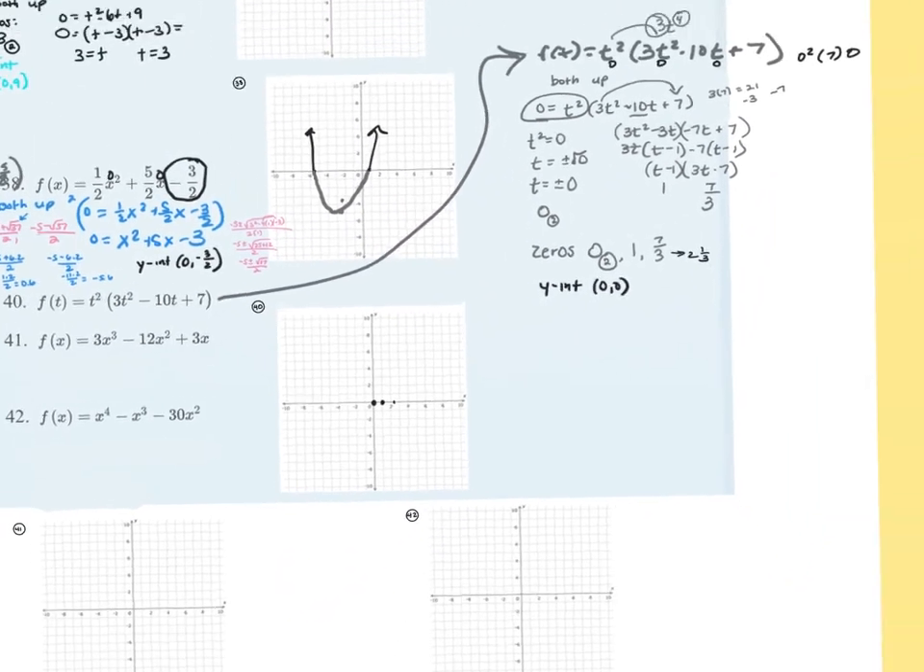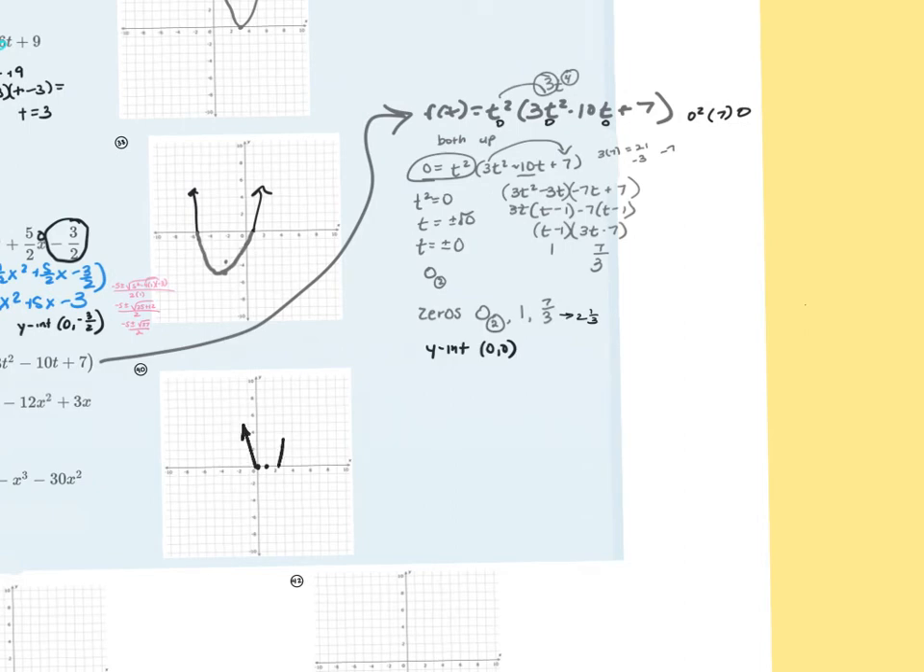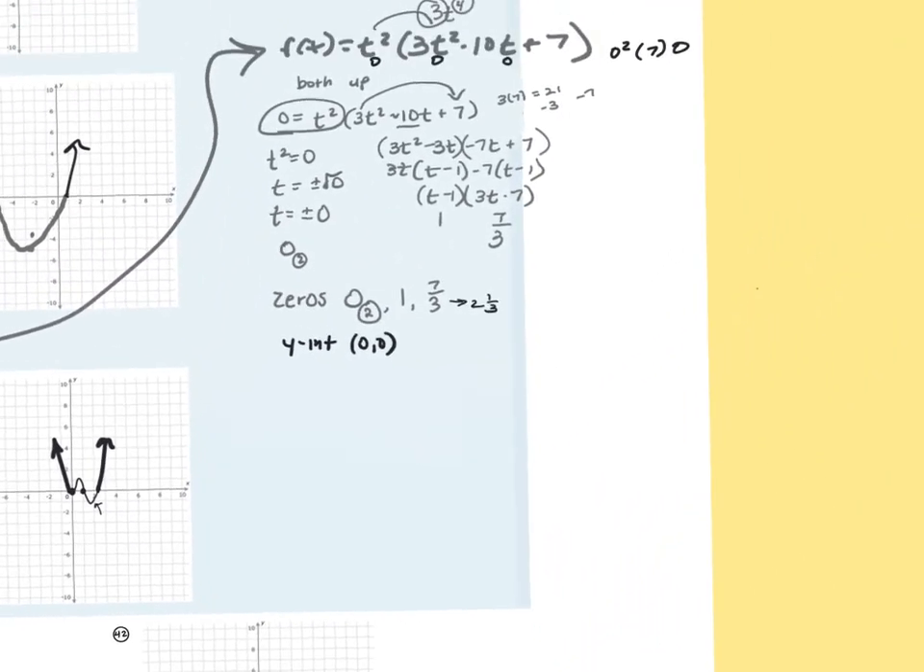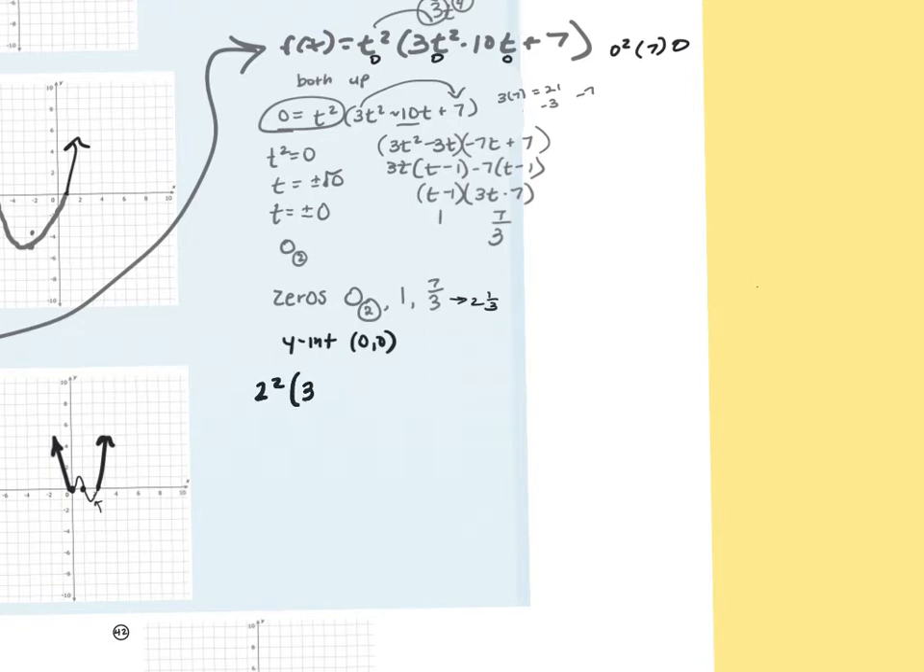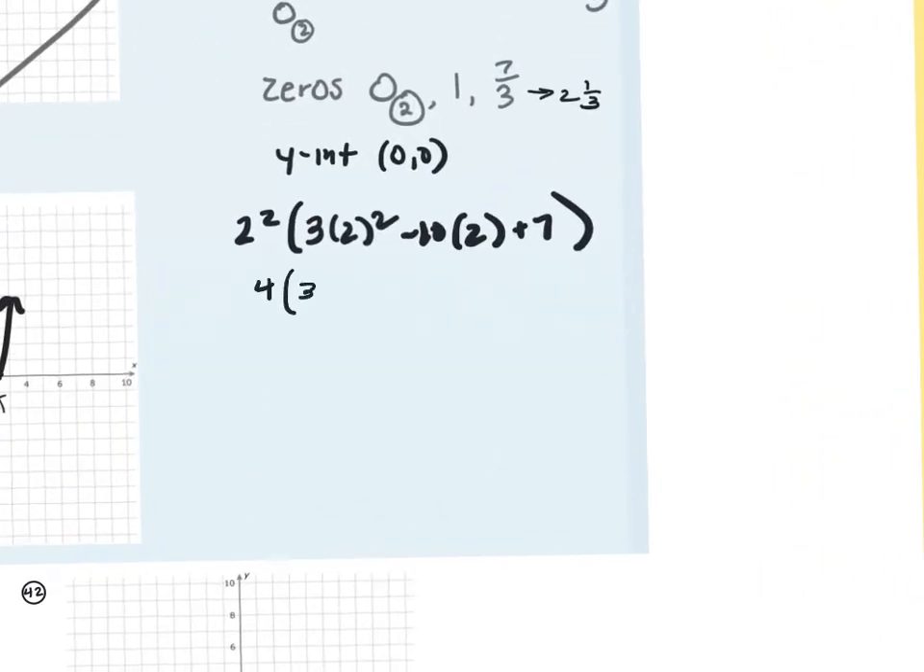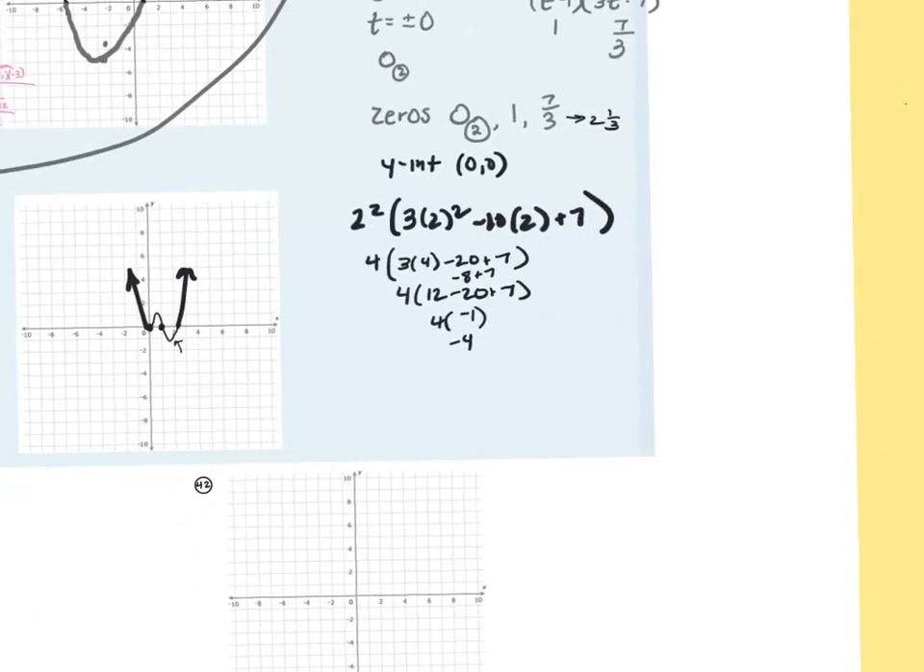Both arrows are pointing up. It's gonna bounce off the 0, come back through the 1, go down and come back up. If you want to see how low it goes at the 2, you can just plug in your point. So 2 squared, minus 10 times 2 plus 7. I get 4. 3 times 4 minus 20 plus 7. 12 minus 20 plus 7. Negative 8 plus 7, which is negative 1. So 2, negative 4.